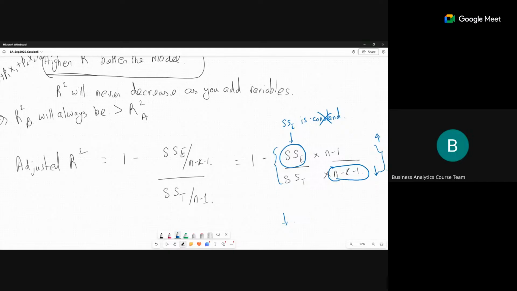But it is never constant. When you add more variables, your SSR will also change, your SSE will also change. SSR will always increase, which means SSE will always decrease. But the point is, is the decrease significant enough compared to the addition of one extra variable? If it is, on the whole, adjusted R squared will increase. If the new incoming variable is not significantly capturing more variability and decreasing SSE, then the adjusted R squared will decrease.